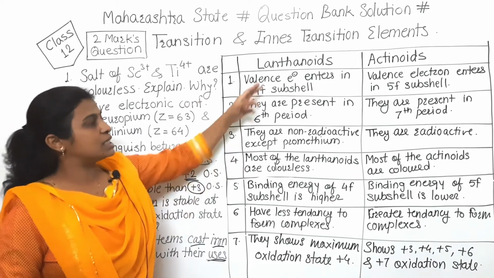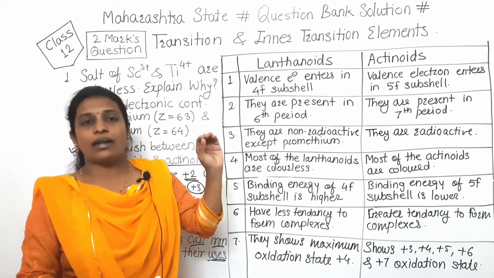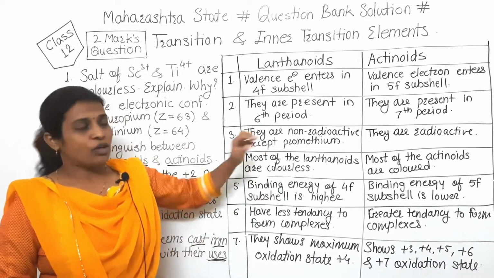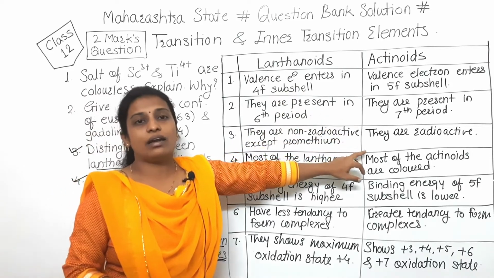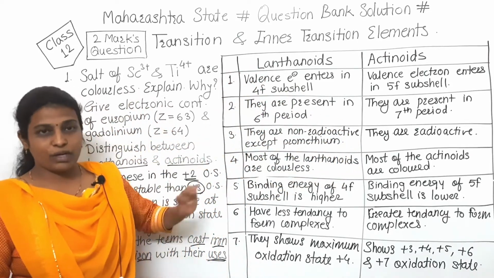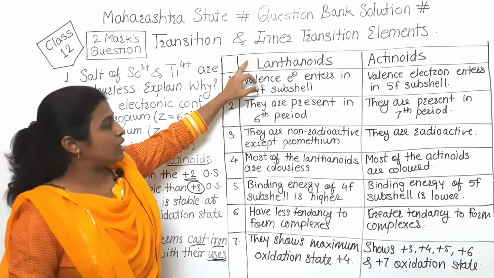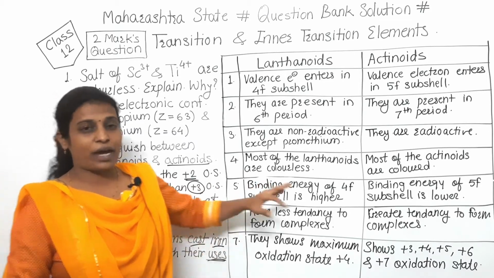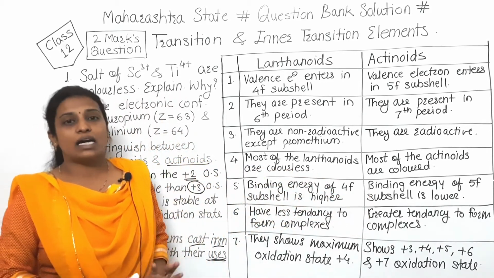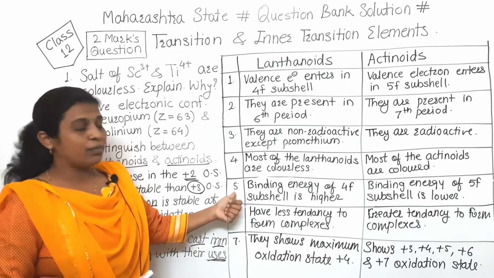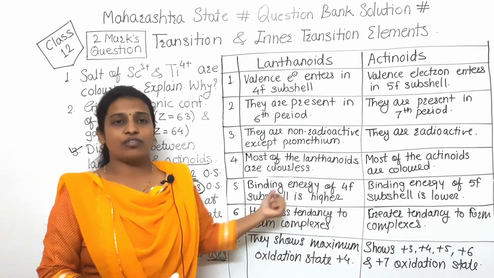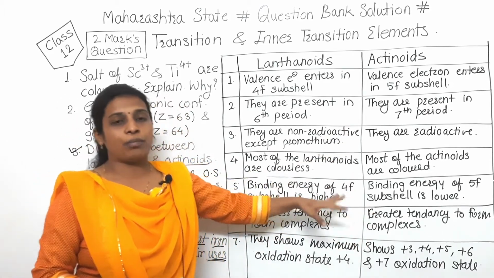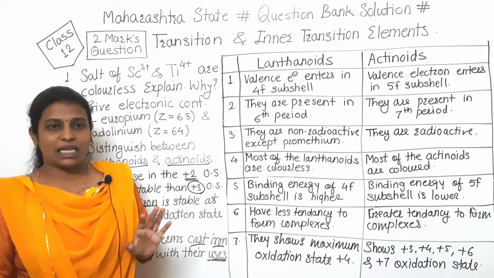Next point, the lanthanoids are non-radioactive. There is one exceptional case, and that is promethium, while all the actinoids are radioactive. The third point is completed. Fourth, most of the lanthanoids are colorless, while most of the actinoids are colored. Next point, binding energy. The binding energy of 4f orbitals is higher, while the binding energy of 5f orbitals is lower, or we can say it is less.